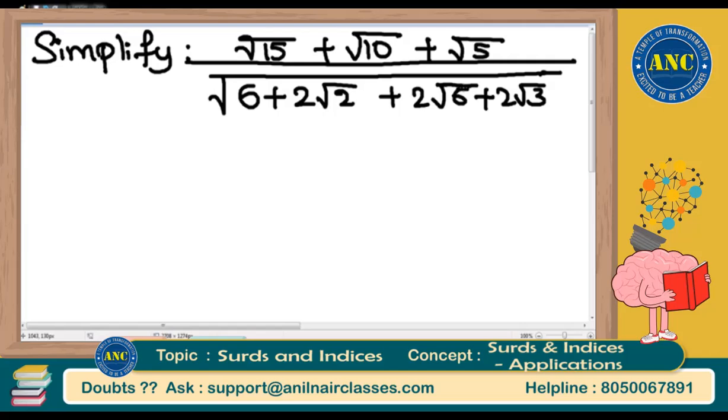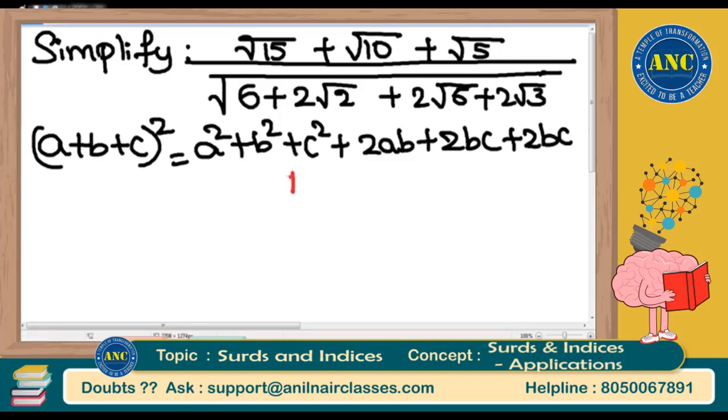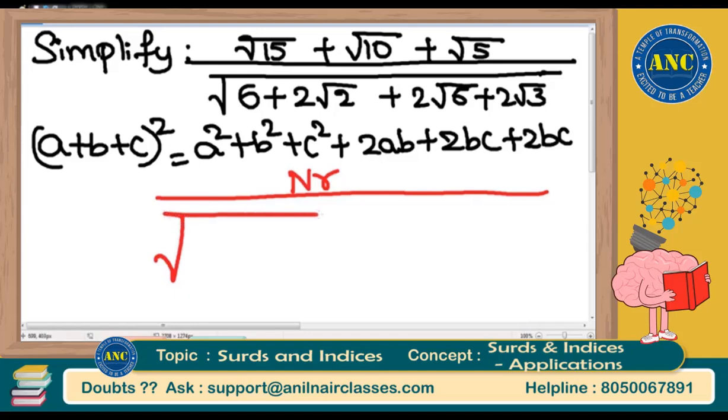Now, I am sure that my students will be able to have this notation in their mind, which they already have. It is what I believe. A plus B plus C whole square is A square plus B square plus C square plus 2AB plus 2BC plus 2CA. Now, if I use this notation, the numerator I will write the same, whatever is given in the question. Denominator, it is under the square root, right?